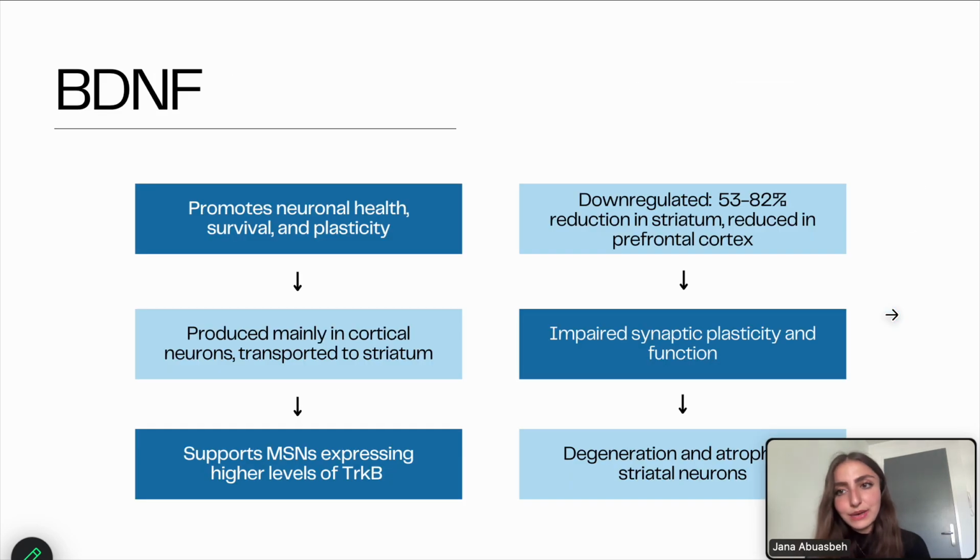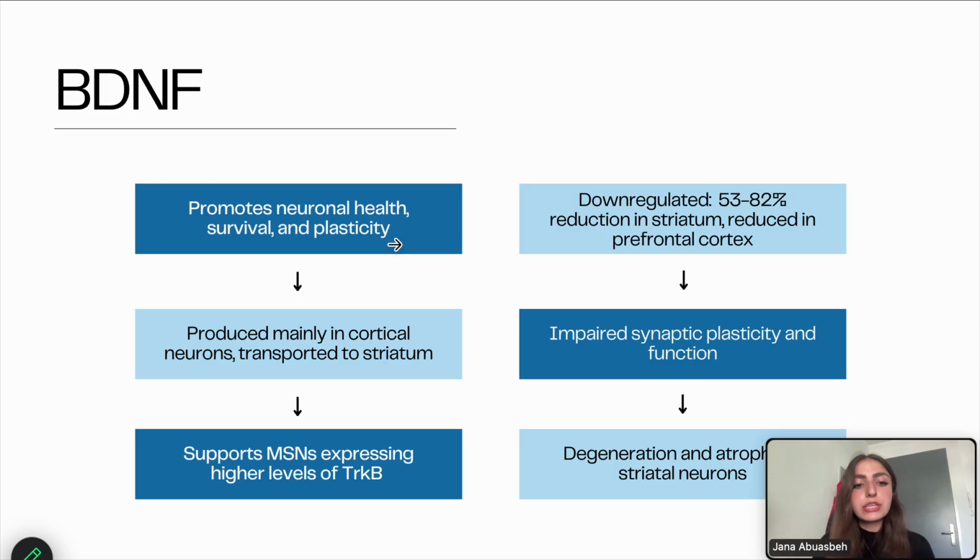Now for the main focus of my research, BDNF, or brain-derived neurotrophic factor. On the left here, we see some of BDNF's normal functions. So we know that it promotes neuronal health, survival, and plasticity. It is good to note that it's produced mainly in cortical neurons and it's transported to the striatum. And we saw before how these corticostriatal circuits are affected in HD.